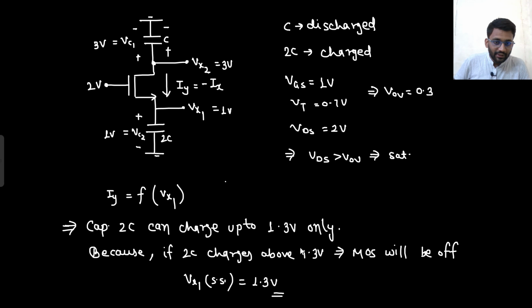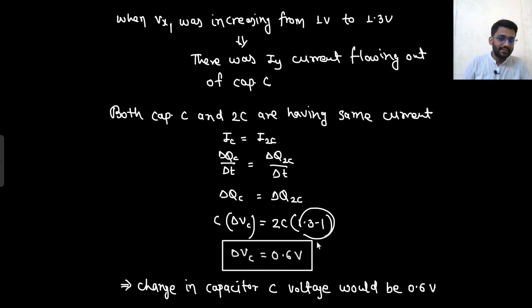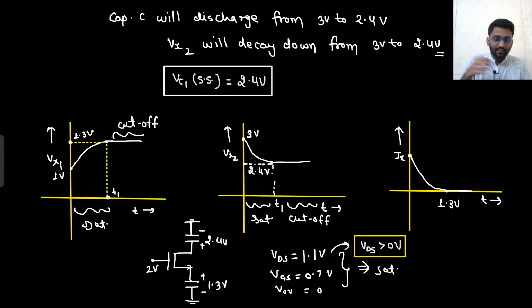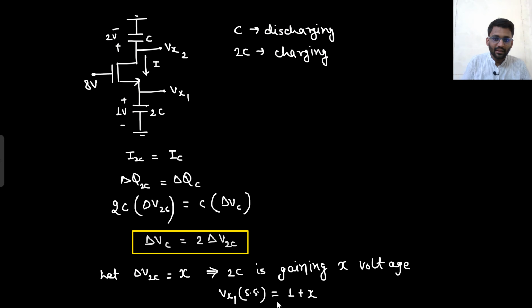Here it was gaining 0.3, from 1 to 1.3. So it was gaining 0.3, and C was losing 0.6. Say yes or no. So similarly, here, if it is gaining X, how much will C lose? C will be losing 2X.